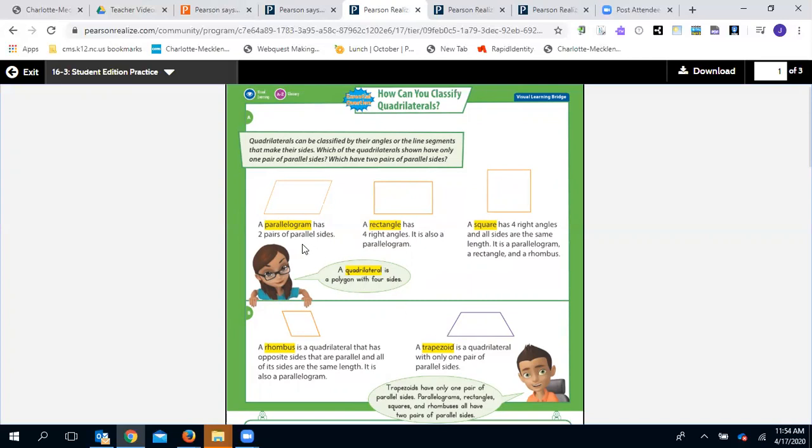And these are the specific types of quadrilaterals that we are going to talk about: parallelogram, rectangle, square, rhombus, and trapezoid. If you simply see a 4-sided figure that is not a parallelogram, a rectangle, a square, a rhombus, or a trapezoid, we just call it a quadrilateral.